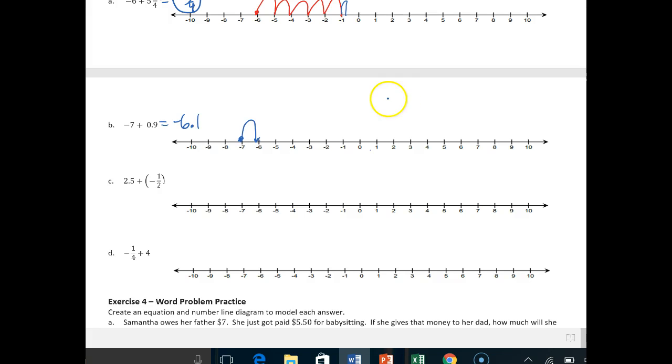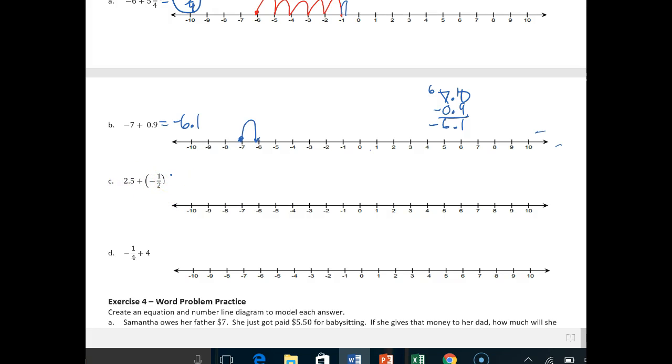I could also say, hey, this is DSSL, so I could subtract, right? 7 minus 0.9. Well, what do I get? Oh, sorry, that's a 0 right there. I have to borrow here. I get a 6. 10 minus 9 is 1. 6.1. I know my answer is negative because I had more negatives. Negative 6.1. What about 2.5 plus negative 1/2?